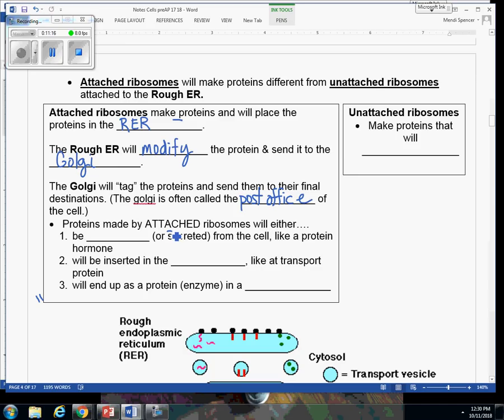So let's again review the three fates of proteins that were first assembled by those attached ribosomes. Some of the proteins can be released from the cell. That's like those protein hormones, like insulin. A cell makes the insulin, then releases it from the cell, and then it'll get in the bloodstream and travel to a different area of the body. Some of them are going to be inserted in the membrane, like transport proteins, and that's the plasma membrane or the cell membrane. And then some of them are going to end up being proteins or enzymes that are in a lysosome.